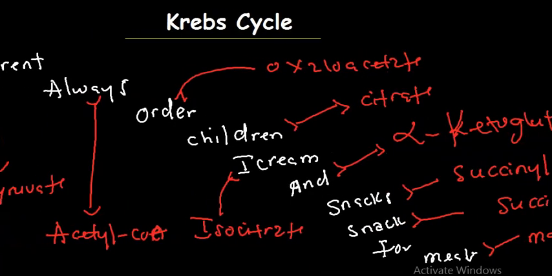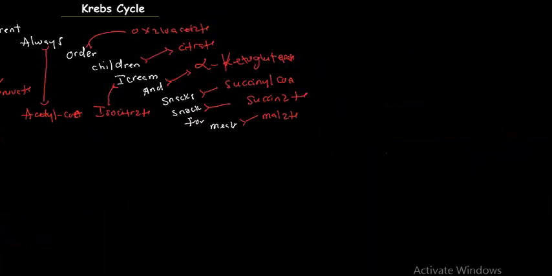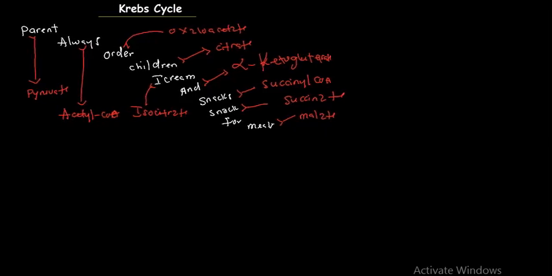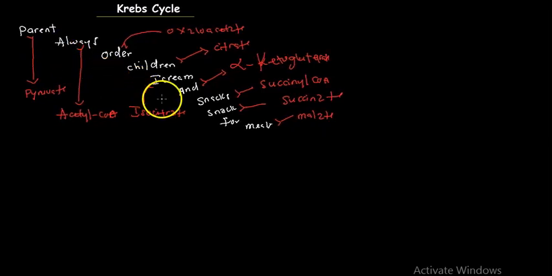I'll take a very quick revision on this. We said the mnemonic for us to memorize the steps of the Krebs cycle is parent always order children ice cream and 2 snacks for meals, which is the pyruvate, acetyl-CoA, oxaloacetate, citrate, isocitrate, alpha ketoglutarate, succinyl-CoA, succinate, and fumarate. Then the last but not the least, which we said is the malate.